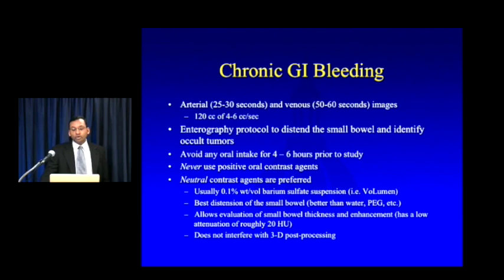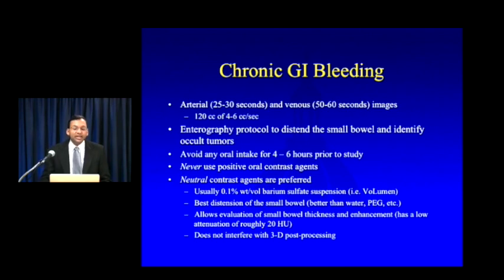Now, it is worth noting, even though we're going to concentrate mostly on acute GI bleeding, the protocols for chronic GI bleeding isn't much different. Again, you're going to be doing dual phase studies, arterial and venous phase images at about 30 and 60 seconds, brisk injection of contrast. But in these cases, you're not looking for active extravasation, but rather you're looking for chronic occult sources of bleeding, which are going to include chronic inflammatory bowel disease, maybe an occult small bowel tumor.